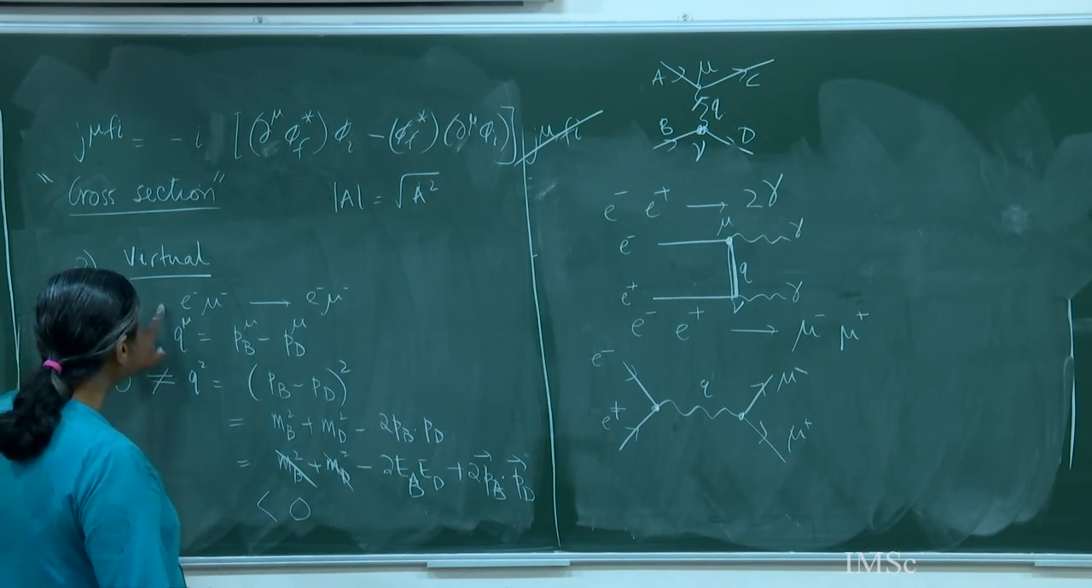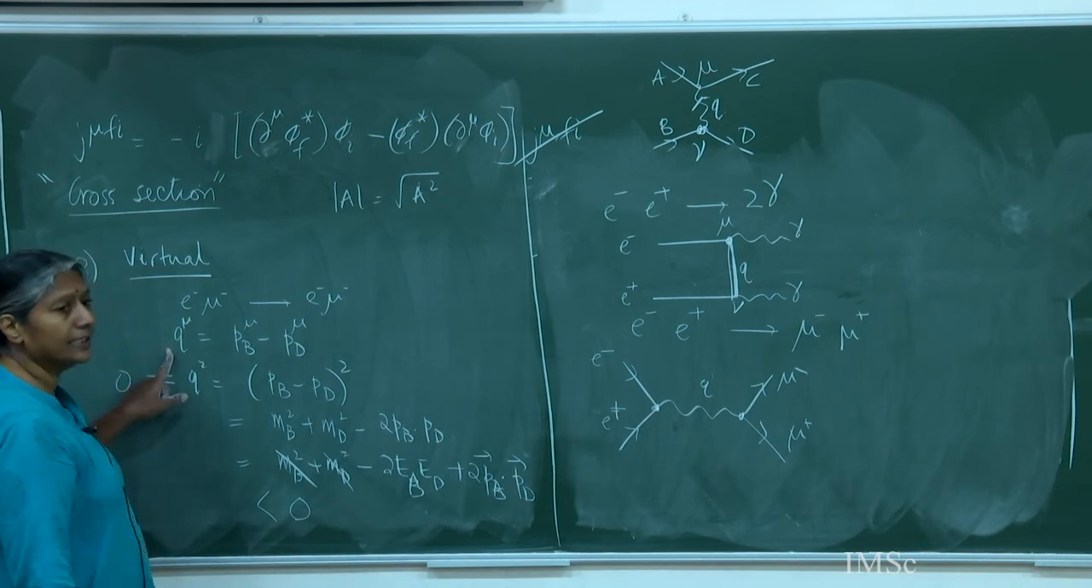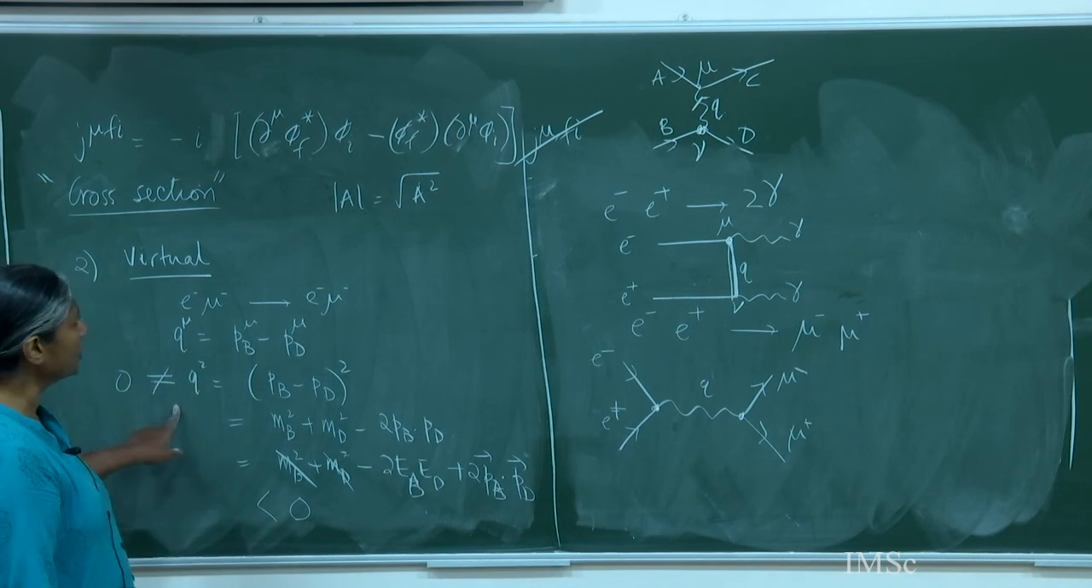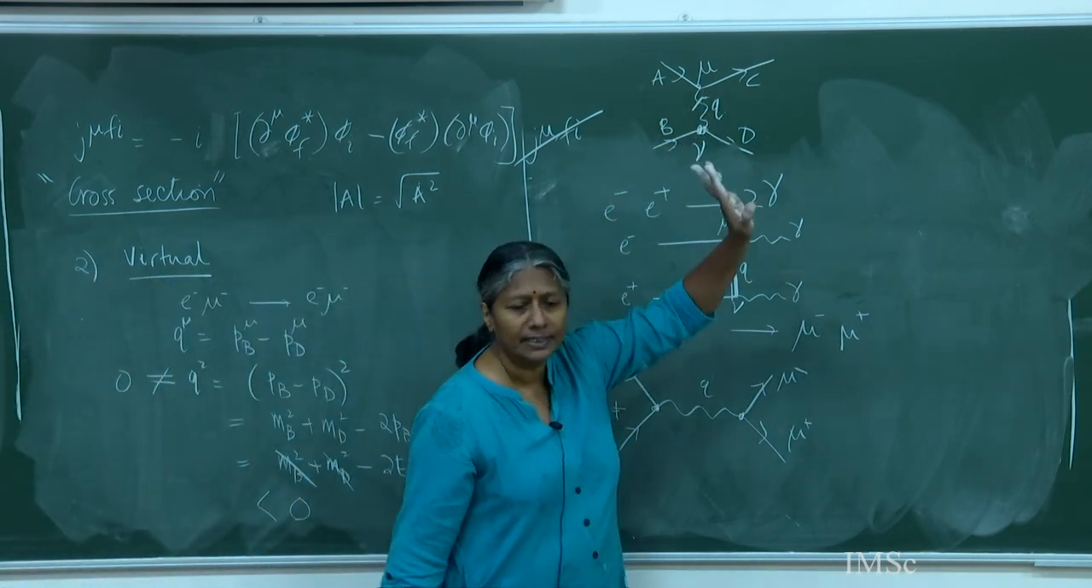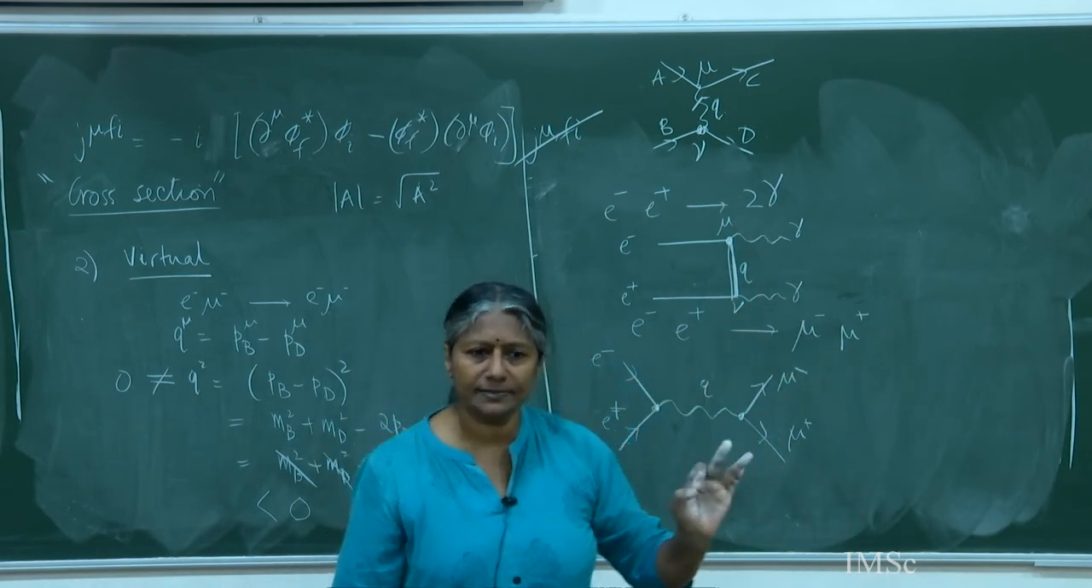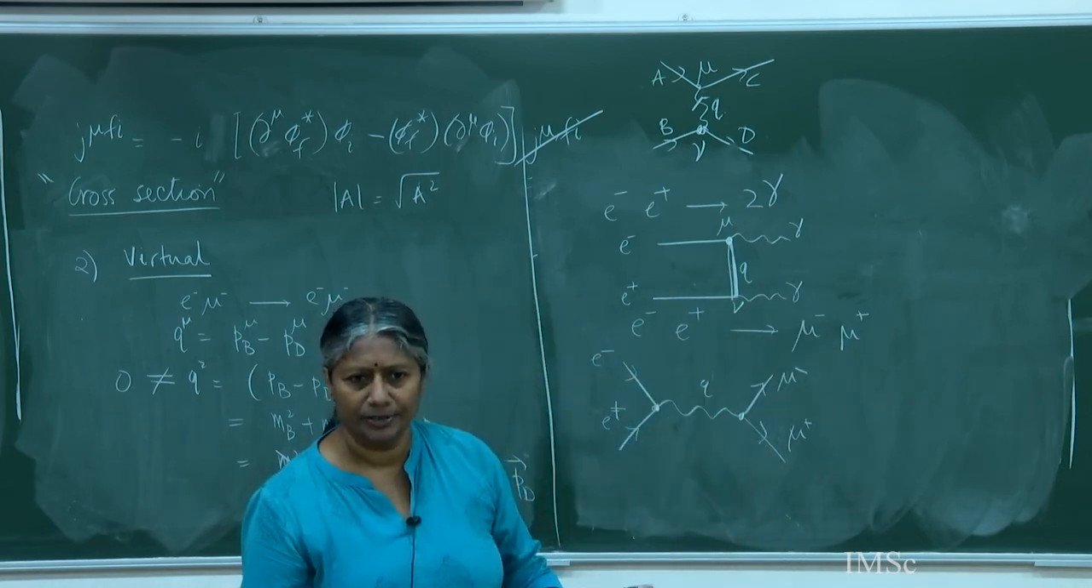So virtual means that it is not a physically observable particle which is on shell. It can only be emitted by some particle and absorbed by another particle. It cannot freely propagate as a physical particle by itself.